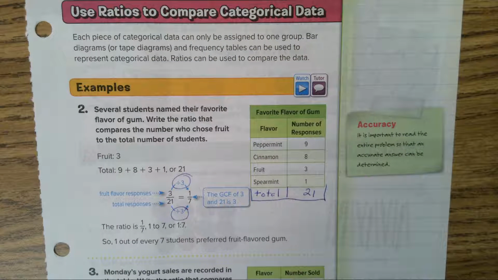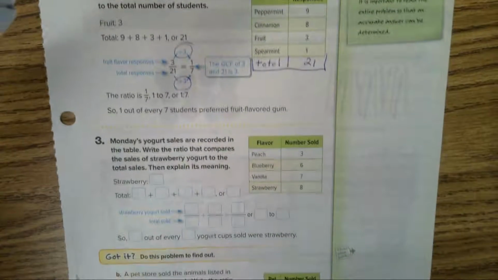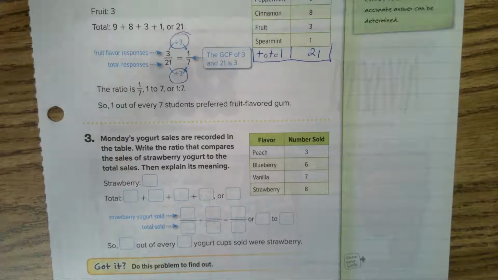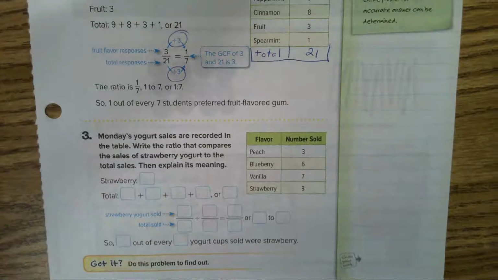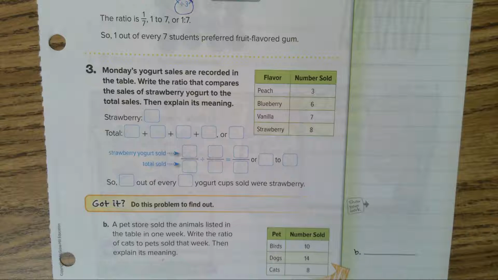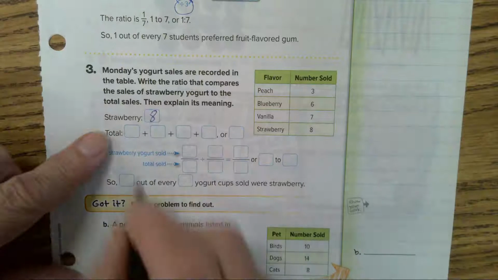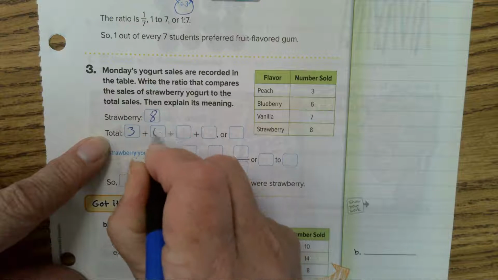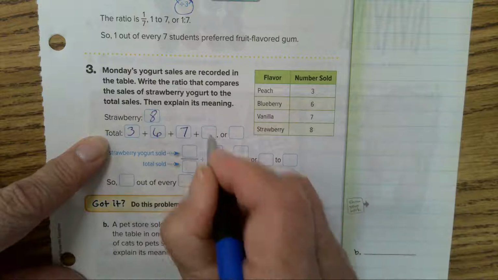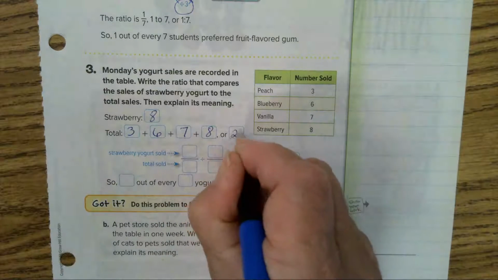Any questions? All right, let's do number 3. In number 3, it says Monday's yogurt sales are recorded in the table. Write the ratio that compares the sales of strawberry yogurt to the total sales. Then explain its meaning. Strawberry, put an 8. Total, 3 plus 6 plus 7 plus 8. And that equals 24.